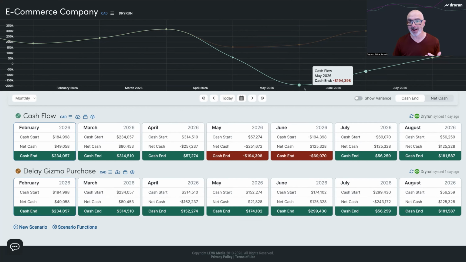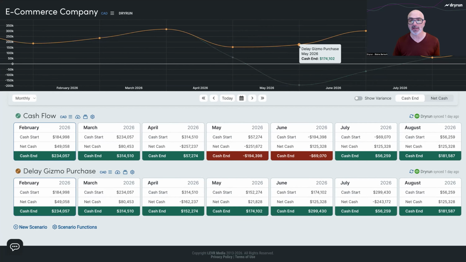And you can see here on the graph, we're either going to end up 194,000 into the red or 174 into the black.